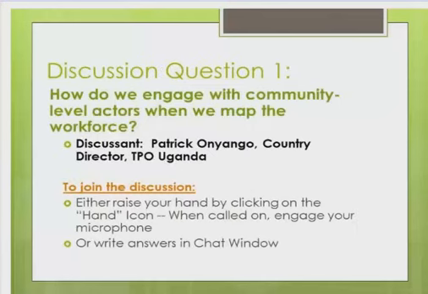Very interesting. And what we will now do is go to two people who are going to be discussants and to look at particular questions that stem from the presentations and go beyond them. One question that came up a little bit in both is how do we engage with community level actors when we map the workforce, and the discussant is Patrick Onyango from Uganda. So while he's discussing, if you have ideas or reactions or questions, you can also continue writing those in the chat box. And over to you, Patrick.